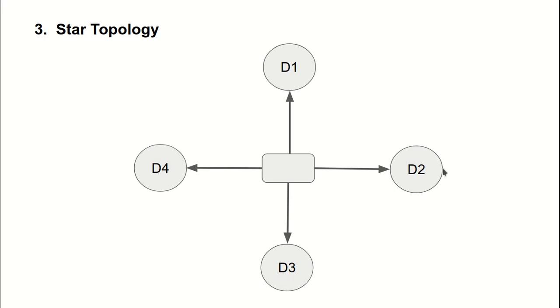Similarly, if I want to send the data from device 2 to device 4, the data will have to go through the central device and then it will reach the destination. But it has a problem: if the central device gets broken, then all the connections will be lost.